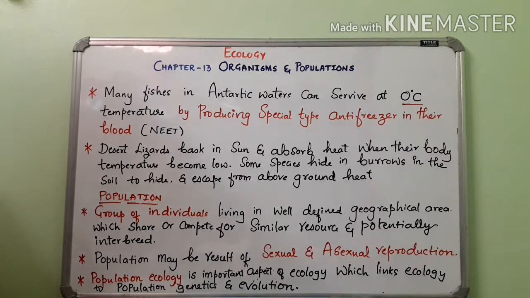And next is the lotus plants in a pond. And the rats, a group of rats in a place. So these all we considered as an example for population.